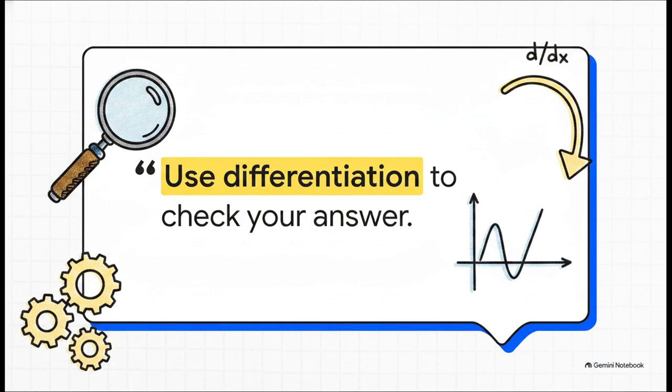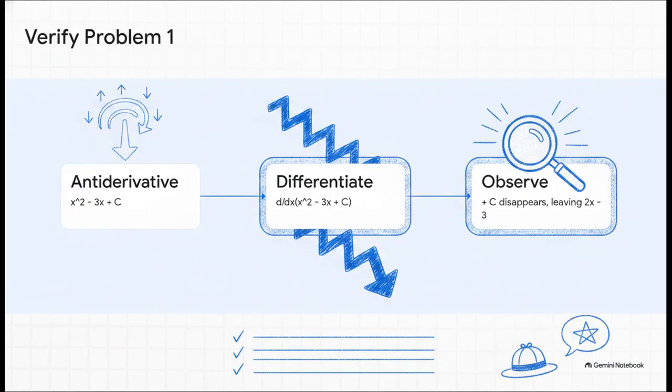To prove we integrated correctly, all we gotta do is take the derivative of our answer. Let's actually test this out on our very first problem. We take our calculated antiderivative, which was x squared minus 3x plus c, and simply take the derivative with respect to x. The x squared becomes 2x. The derivative of negative 3x is negative 3. That constant c, it goes straight to 0. And what are we left with? 2x minus 3. That perfectly matches our original integrand from problem 1. The suspect is a match.